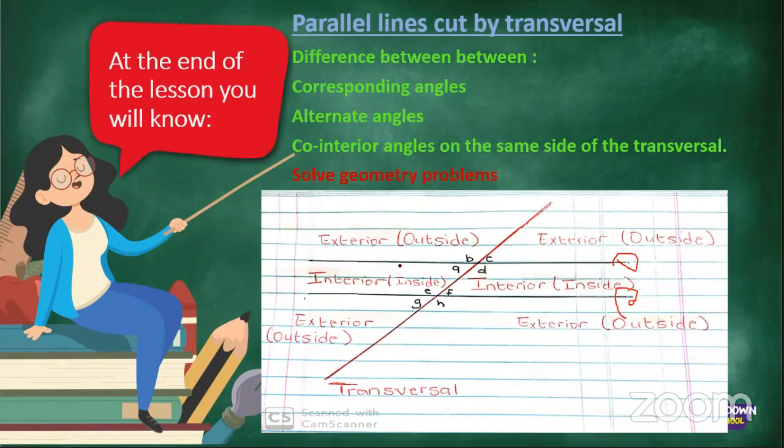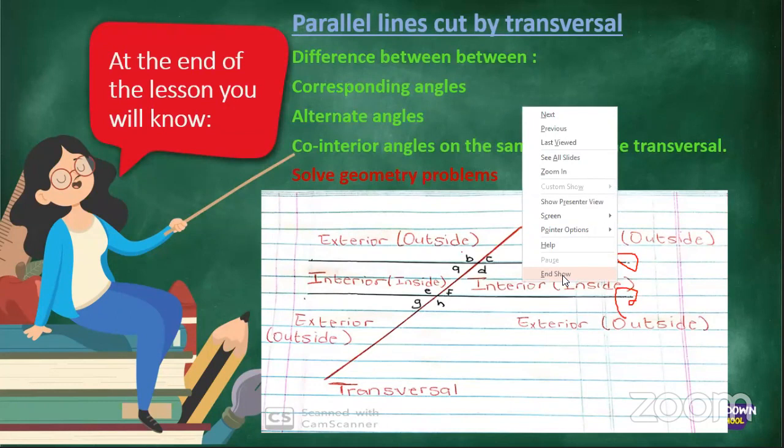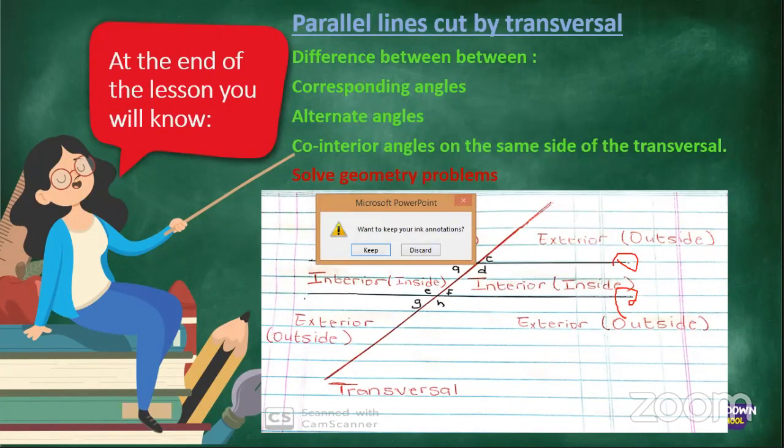So when the transversal intersects with these two lines, which are our parallel lines, it forms how many angles? It forms 8 angles. You can see the first one, A, B, C, D, E, F, G, H. When the transversal line crosses these parallel lines, it forms 8 angles, right? We can still remember that. So let's recap fast the definitions for corresponding angles, alternate angles, and co-interior angles.